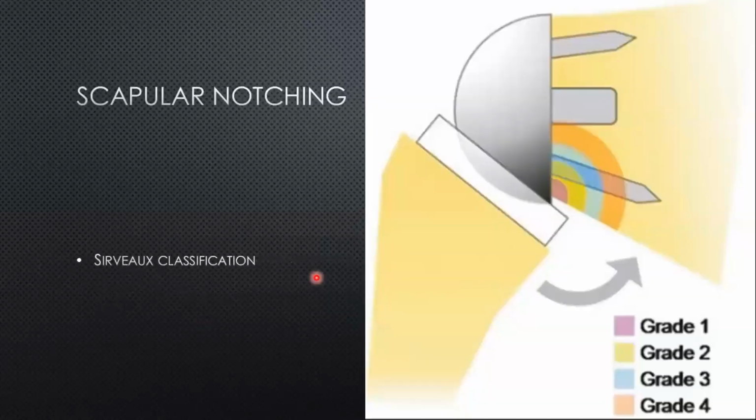So what is this notching? Sirveaux classified notching as grade 1, 2, 3, 4. Grade 1 is where the medial part of the humeral component hitches on the inferior border. Grade 2 is where the hitching happens and it involves the inferior screw as well. Grade 3 is where the whole of the inferior screw is involved. And in grade 4, the notching is so severe that it has gone through the inferior screw and involved the central peg as well. In that case, there is a high chance that the remaining screws will break off and there will be a need for a repeat surgery.